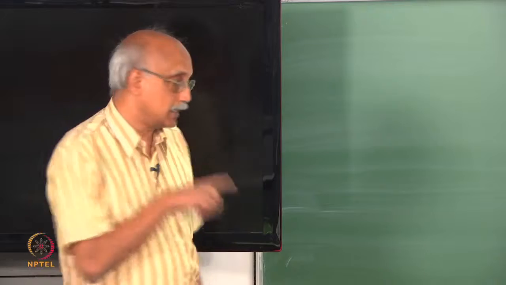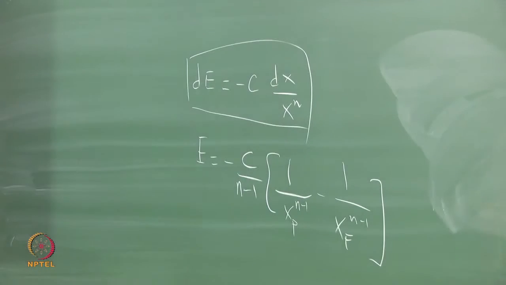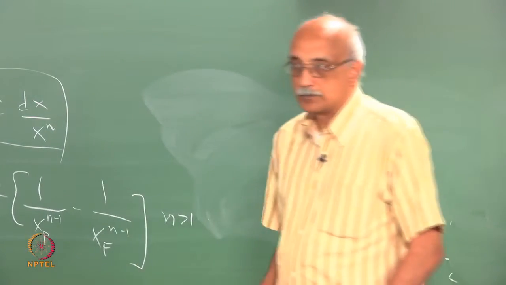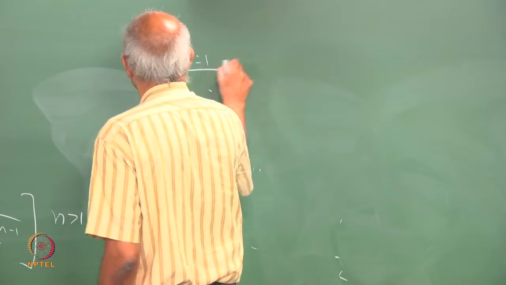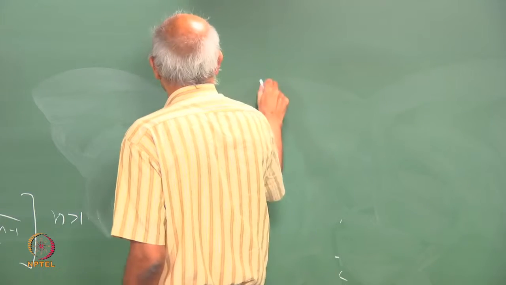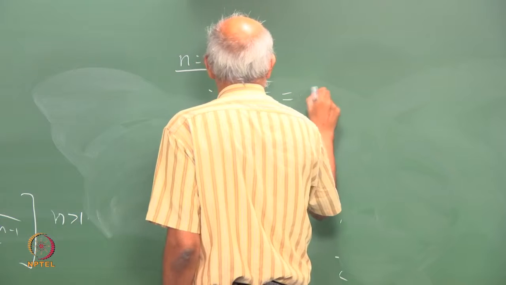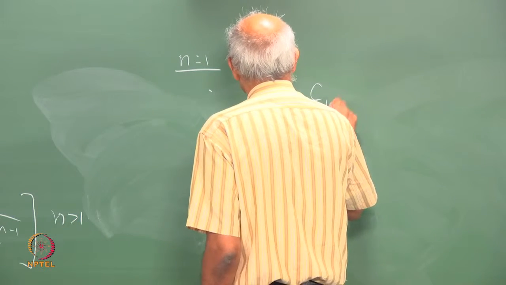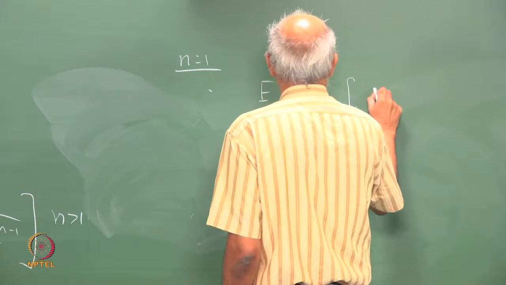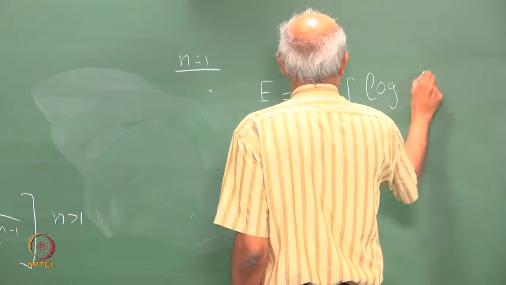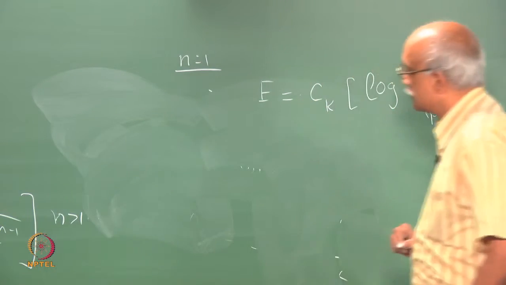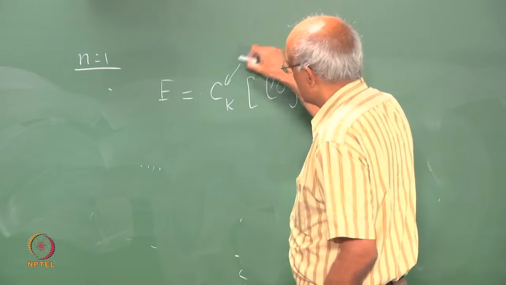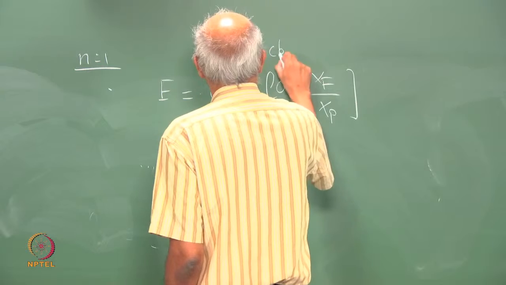However, there are special cases of this that are of interest to us, and by the way, this only applies when n is greater than 1. When n equals 1, you go back to this equation and solve it, you will get E equals C k times logarithm of x f over x p, where C k is a constant. This law is called Kick's Law.